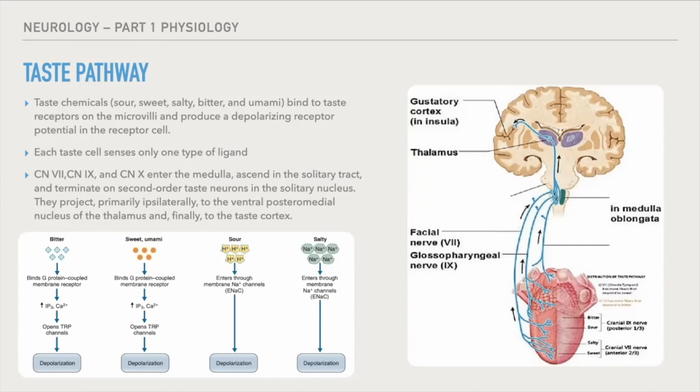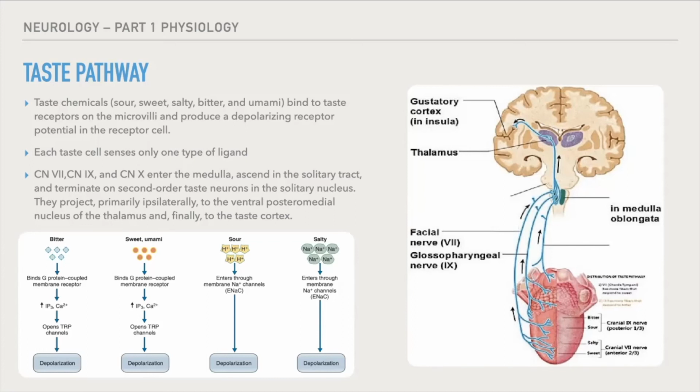You can see it better in the picture on the left: depending on which taste chemical binds to the specific cell, we will have different pathways that will lead ultimately to the depolarization of the taste cell. And once we have this depolarization, we have action potentials that are sent to the brain.